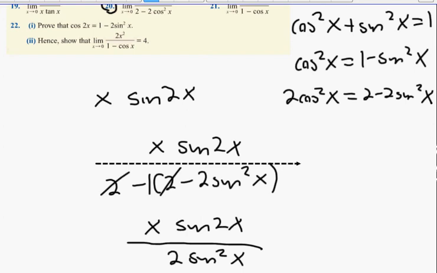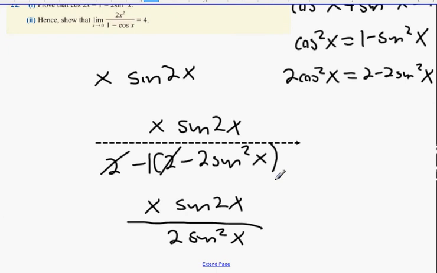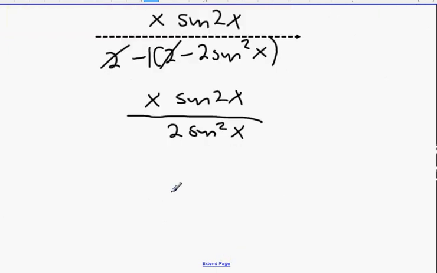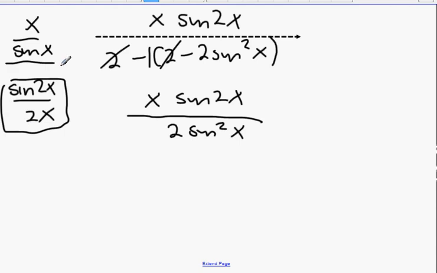Okay, now looking up at this, I'm trying to figure out what to do. What I have in my head is this. I have sine 2x over 2x in my head. I also have sine x over x in my head. Okay, so I've got to make as many of these as I can out of what I have.